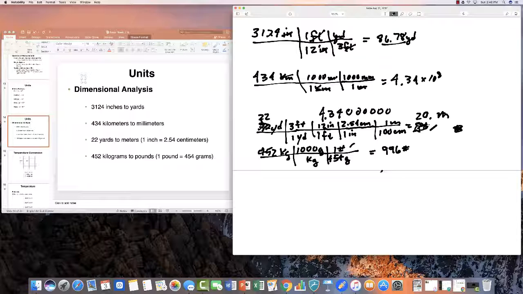When we come back, we will talk about measuring heat, that is, looking at temperature scales.